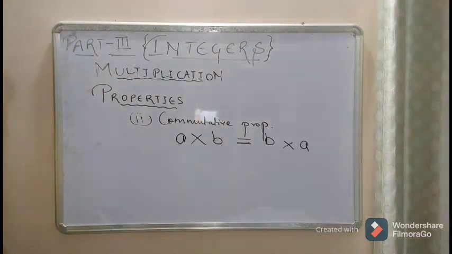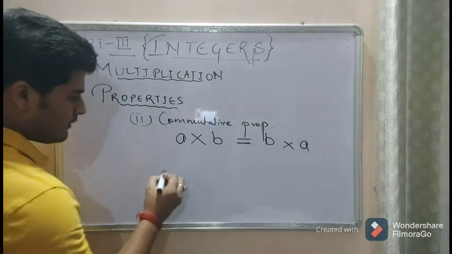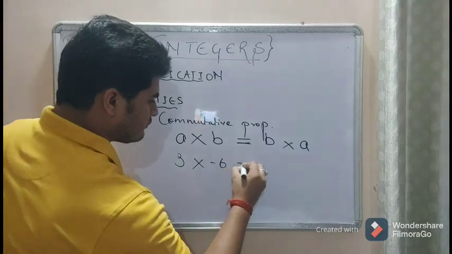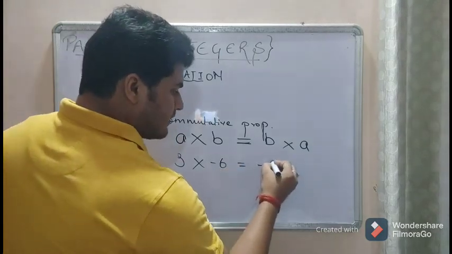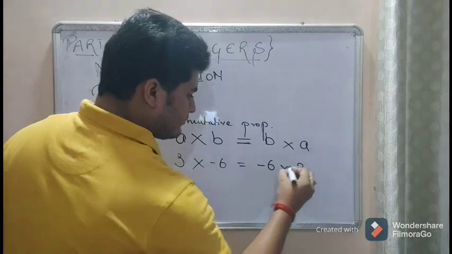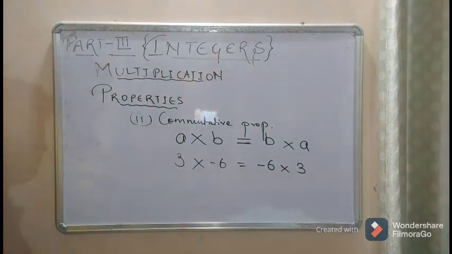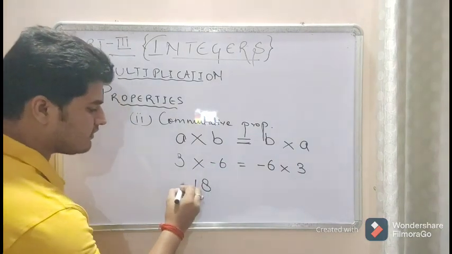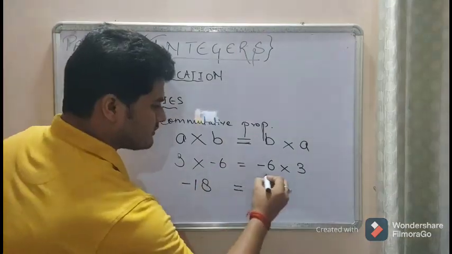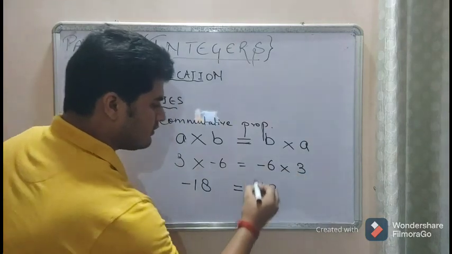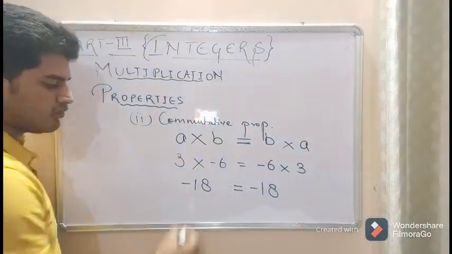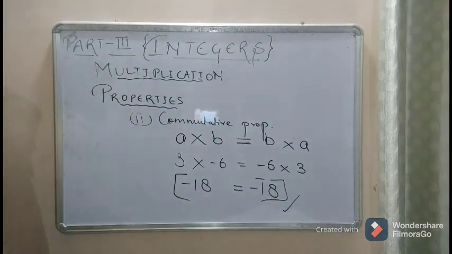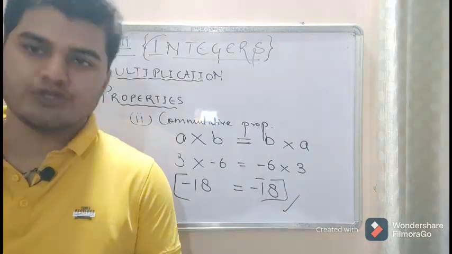Let us see it by an example. Take a number 3 and another number minus 6. Then minus 6 will be first and 3 afterwards. 3 6s are 18, one of them is negative, so the answer will be negative. 6 3s are 18, one of them is negative, so the answer will be negative. Both are equal? Yes, both are equal. So the commutative property is being followed in multiplication.